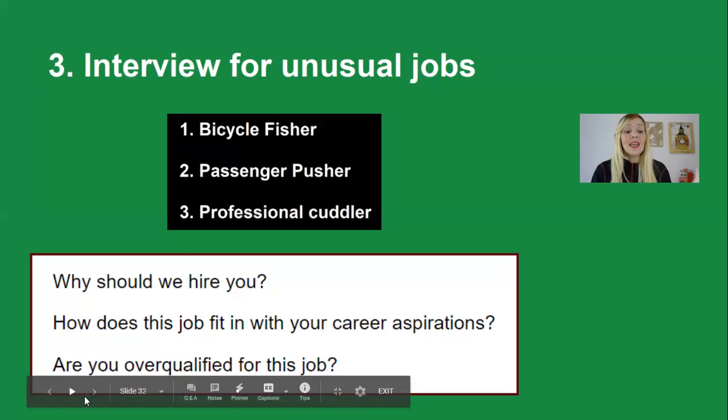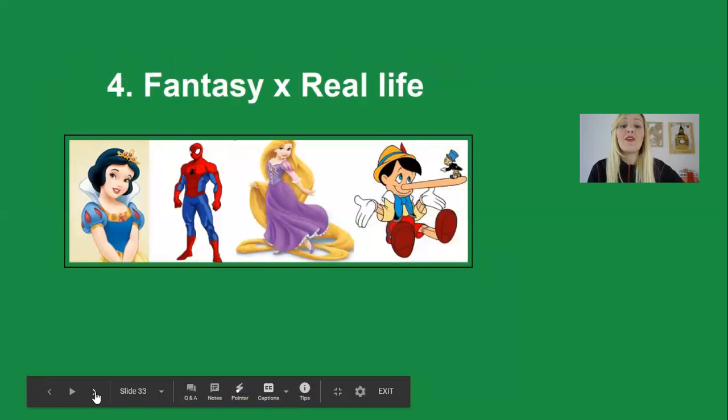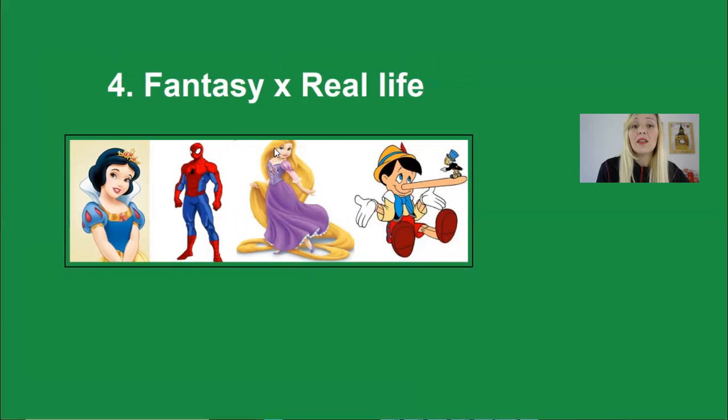Okay, then let's go to number 4. Fantasy versus real life. So believe me, this works with adults as well. It's not only for children or for teenagers. This works for everyone, because if we talk about Snow White, for example, most people know the story. Maybe they don't know the details, but they do know the story. So she's got 7 dwarfs, she lives in the forest.